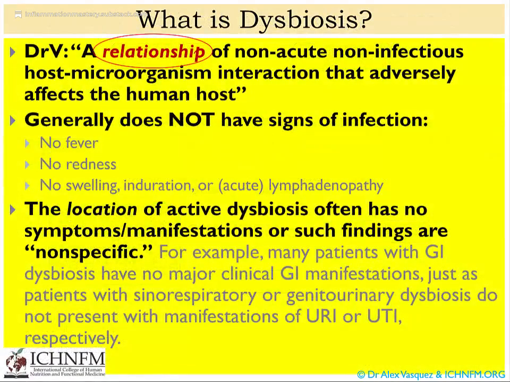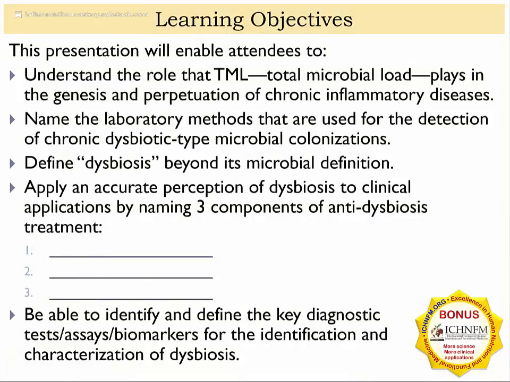As I've mentioned to you before, I have defined dysbiosis as a relationship of non-acute, non-infectious host-microorganism interaction that adversely affects the human host. We want to appreciate the role that the total microbial load plays in the genesis and perpetuation of sustained inflammatory responses. And as I've mentioned to you before, we have 3 main areas of focus. Number 1, manipulating microbial populations, subtracting the bad ones, adding more of the good ones. Number 2, promoting immune defense so that the immune system does its job of controlling these microbial populations. And number 3, promoting immunotolerance.